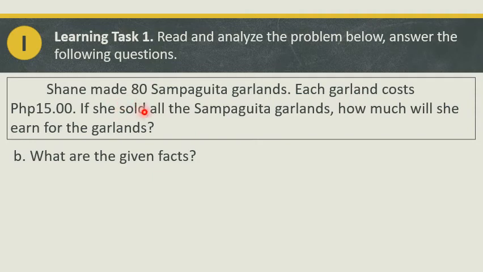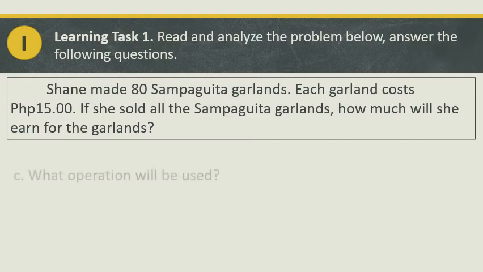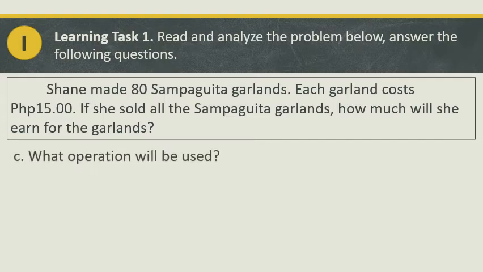So, ilan pong sampagita garlands ang ginawa ni Shane? So, we have 80. Magkano po kada isang garland? So, yun po ay 15 pesos. So, yun po yung mga important details natin dito sa problem. Then, what operation will be used? So, ang operation po, it's either addition, subtraction, multiplication, or division. So, dito, ang ating operation is multiplication. So, magmumultiply tayo.